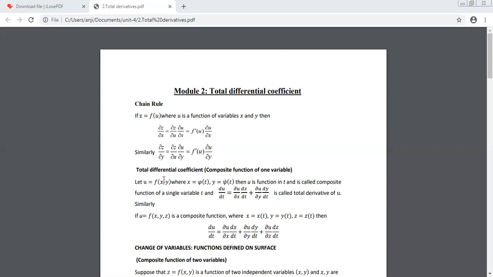So firstly, u is in terms of x and y. Again, x and y are in terms of t. So finally, u is in terms of t. So that means you'll get ordinary differentiation.